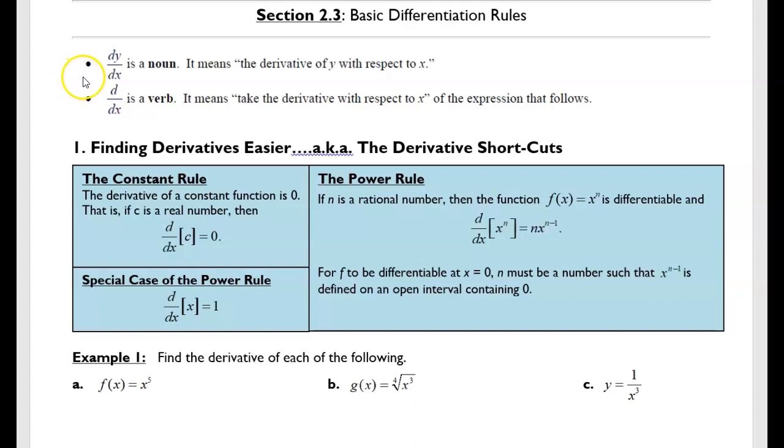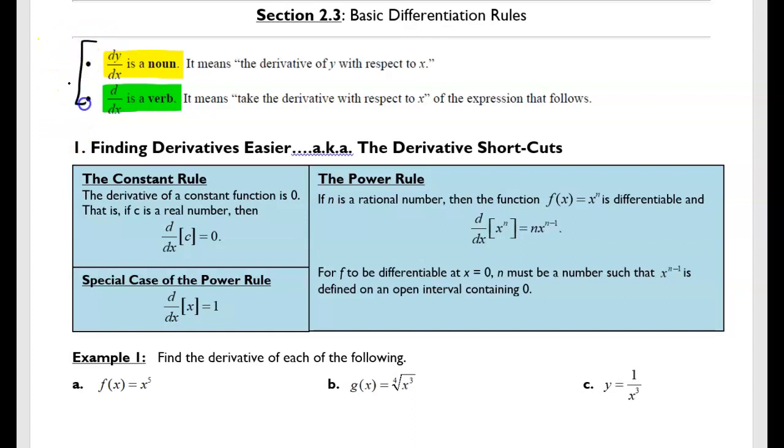In section 2.3, we'll be talking about basic differentiation rules. So first, let's talk about a little bit of notation. If I see something like dy dx, that is a noun. That just means the derivative of y with respect to x. It's a lot like saying f prime of x or y prime. But if I see just a d dx, that's a verb. It's actually telling you to do something, and that something is take the derivative with respect to x.